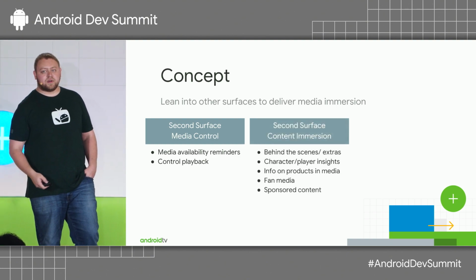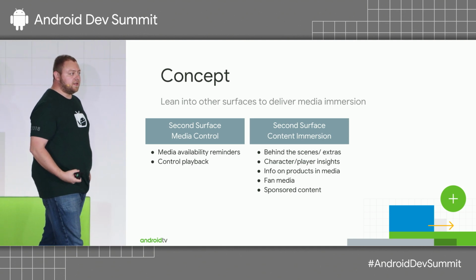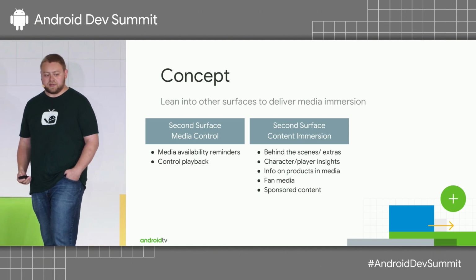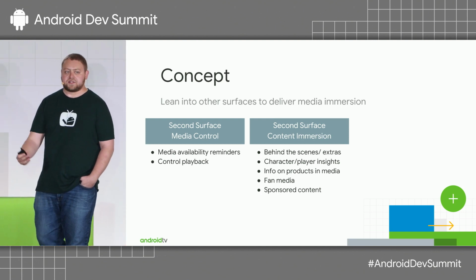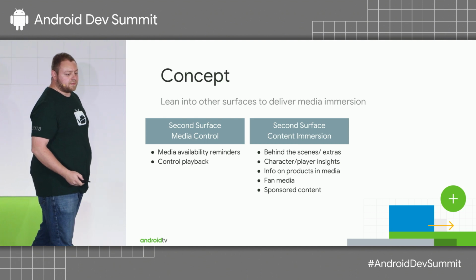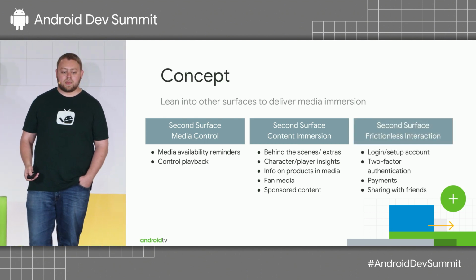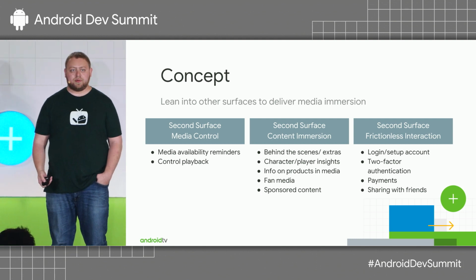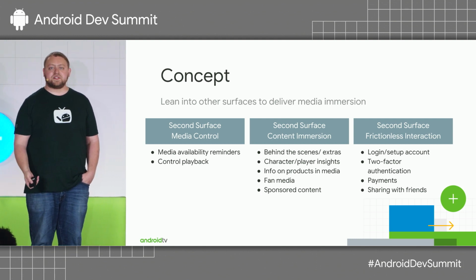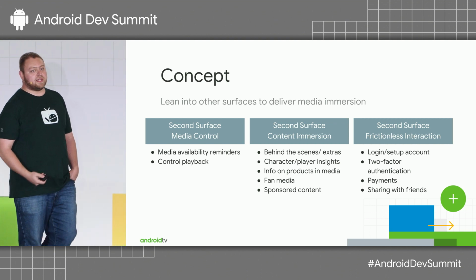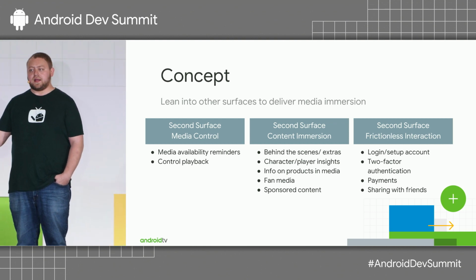Second pillar is more about going deeper into content. Who's the cast and crew? What are the behind the scenes of this production? Are there extra sponsored content that I want to know more about? And then the third pillar is about reducing friction. How do I install your app? Okay, it's installed. How do I sign into your app? I want to make a payment. How do I authenticate that payment in a secure way outside the TV?